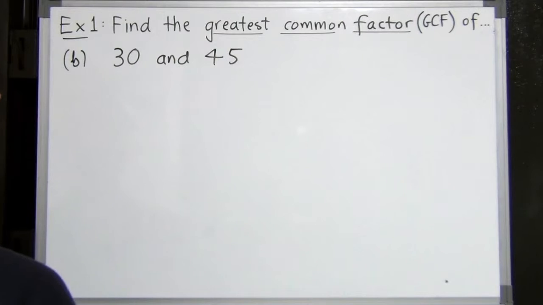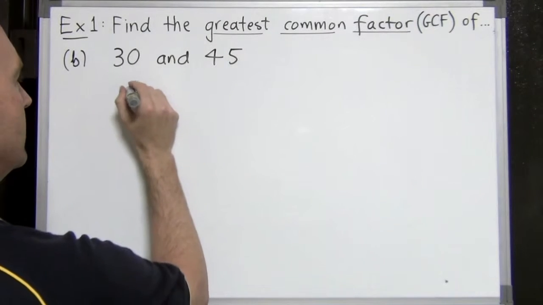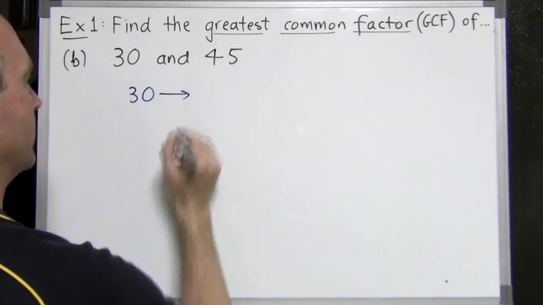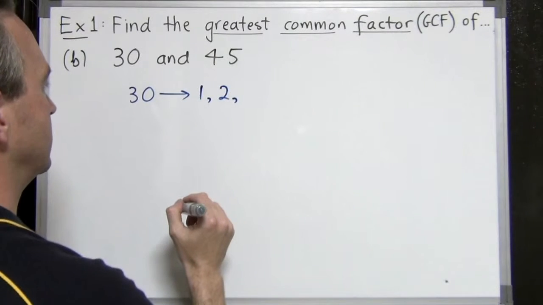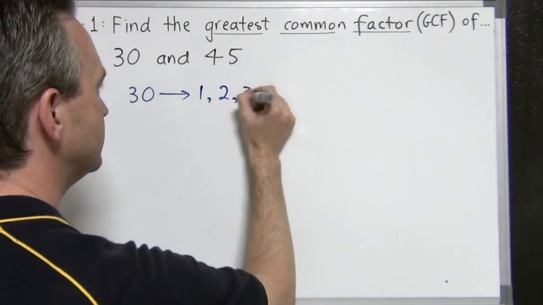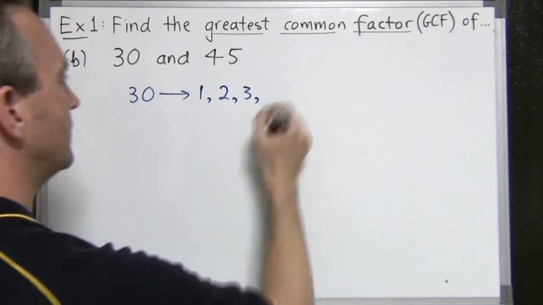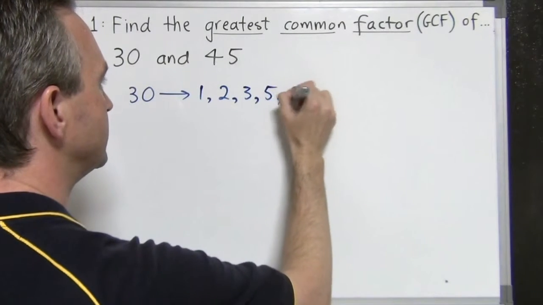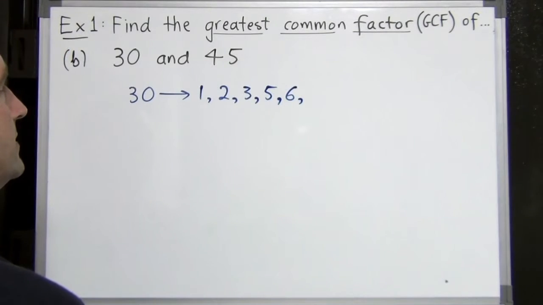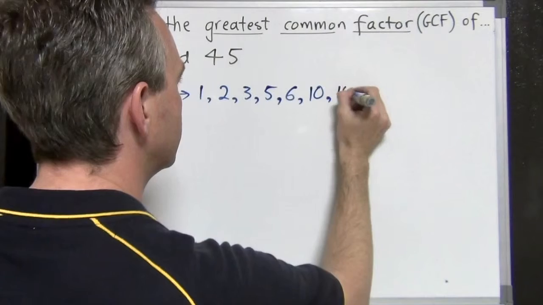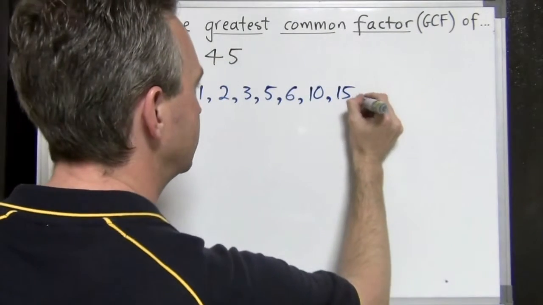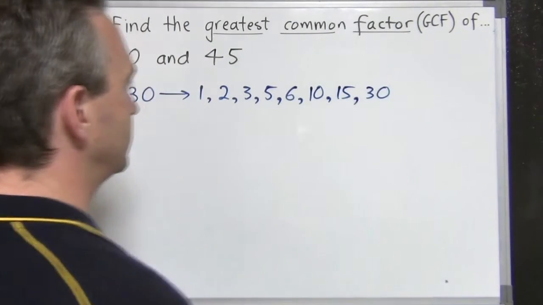The greatest common factor for 30 and 45. So factors of 30, let's write them out. 1 is a factor. 2 is a factor. And what else? 3, yes. 4, no. 5 is a factor of 30. 6 is a factor of 30. 7, 8, 9, 10, and 15. I think that's it. And then 30 itself is always a factor of 30.